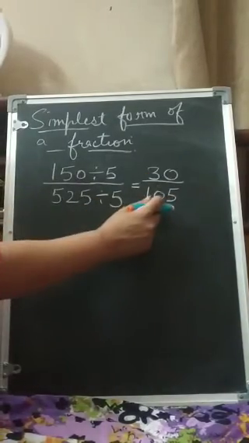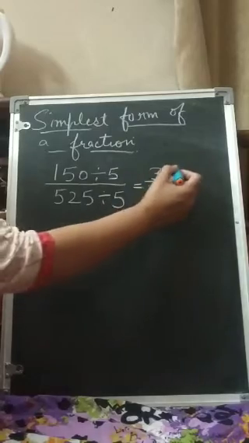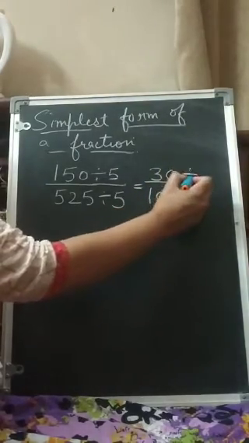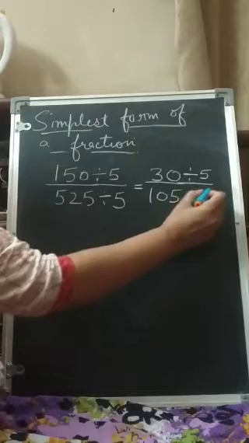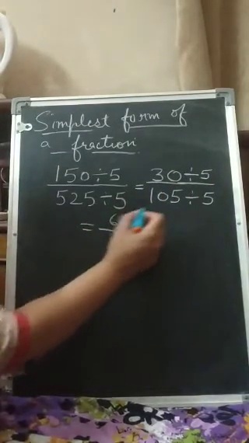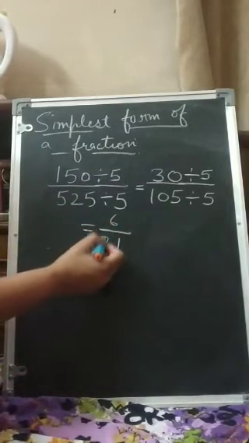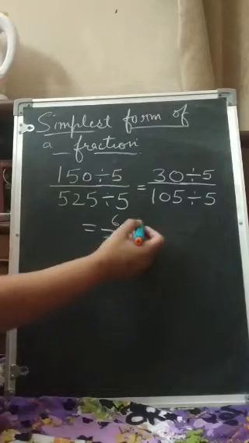Now this is not the simplest form. Why? Because further we can get some common factor. Again you can see it can be divided by 5. This can also be divided by 5. So what will we get? 5 6s are 30. 5 2s are 10. 5 1s are 5. Again we can see this is not the simplest form because it can be divided further.